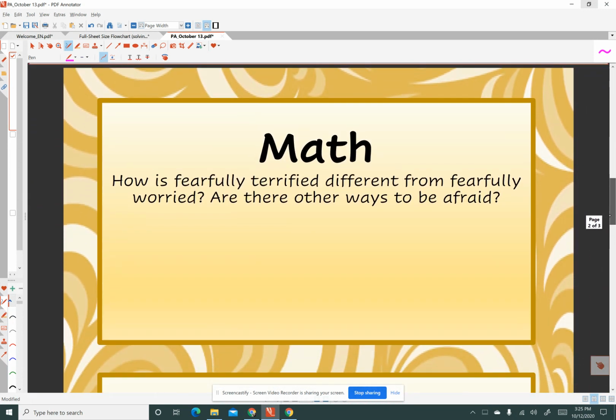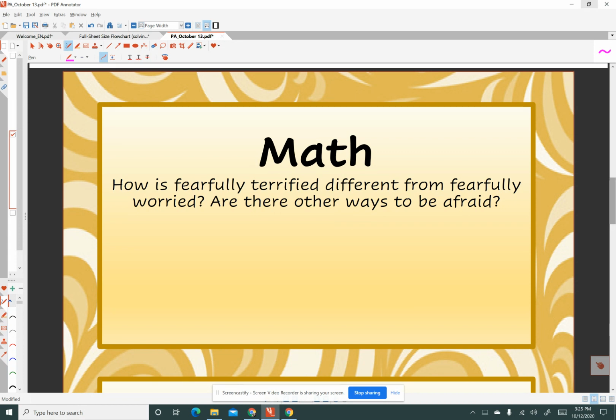So here's our do now for today. And we're talking about words that describe kind of fear or being afraid. The question is, how is fearfully terrified different from fearfully worried? And are there other ways to be afraid?